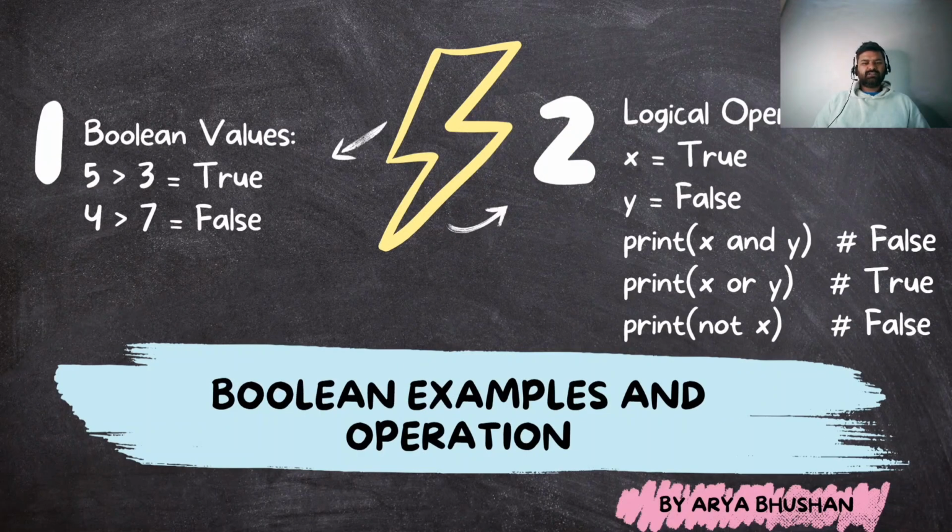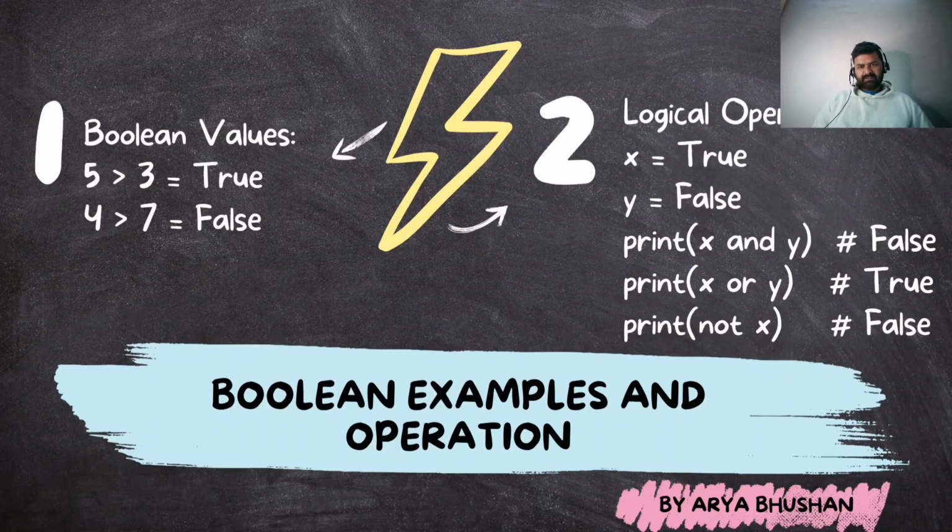Boolean is used in comparisons and logical operations. Here we can see that in the first case 5 is greater than 3, which is true. So we got an output true. But here we can see that 4 greater than 7 is false. So we get an output false.